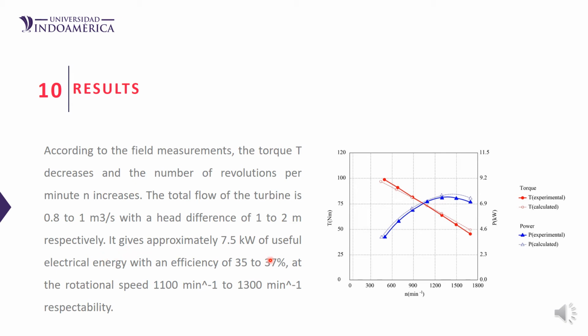It gives approximately 7.5 kilowatts of usable electrical energy with an efficiency of 35 to 37% at the rotational speed of 1,100 revolutions per minute to 1,300 revolutions respectively. You can see here the power generation, and you can see here in this point there's 0.5 kilowatts here.